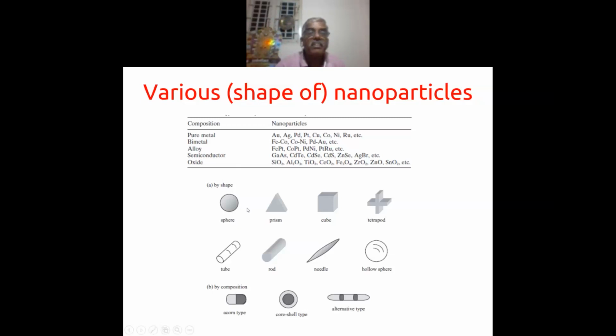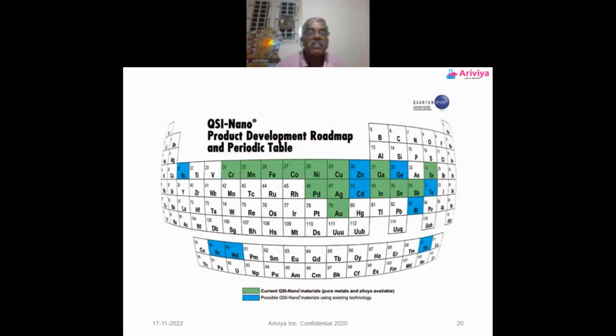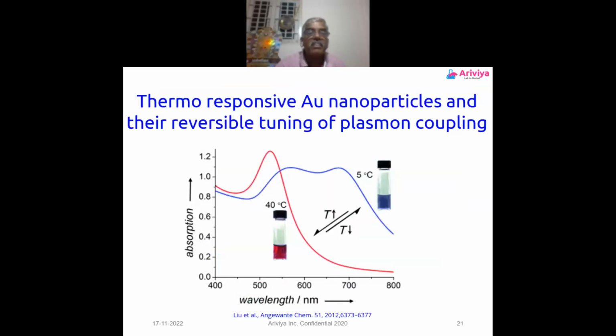There are different shapes, very different shapes. Okay, so with this very simple example you will be able to understand. When you prepare the same gold nanoparticle at 40 degrees centigrade, you will get one color. At 5 degrees centigrade, you get a different color. This is the kind of thermo-responsive gold nanoparticle you can get. Why? Because the size is different.